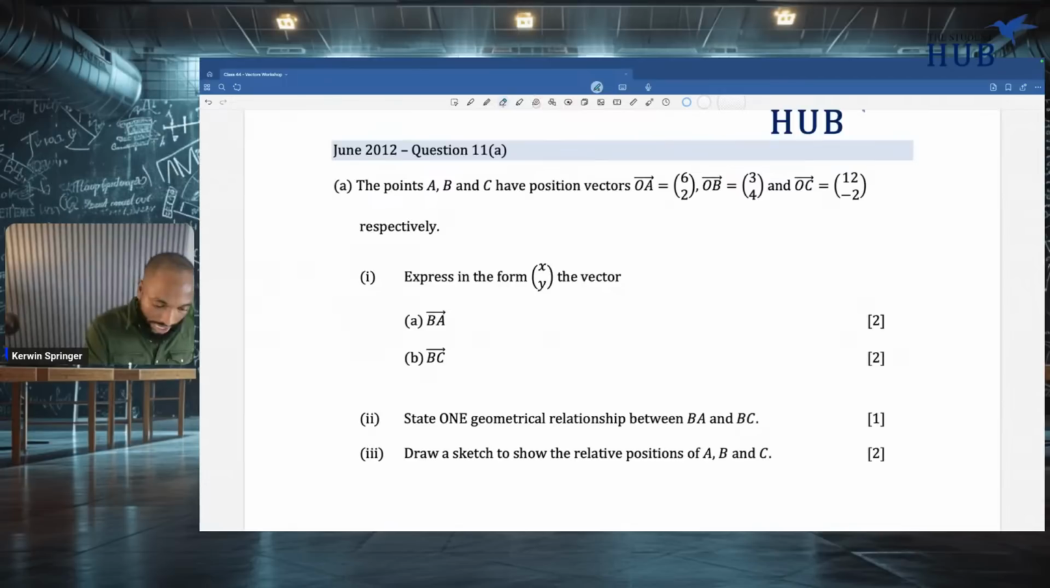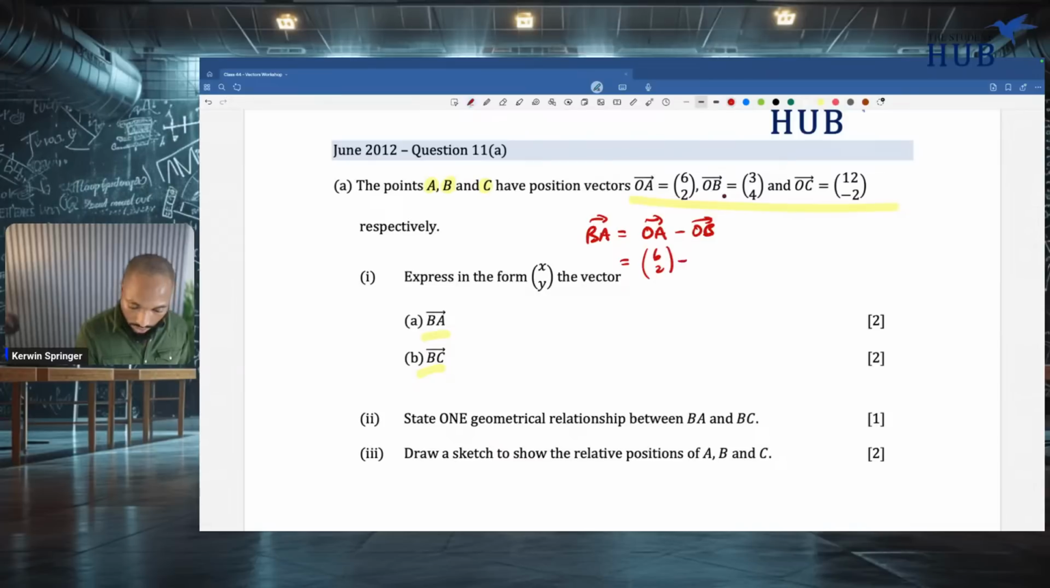The points A, B, and C have position vectors expressed in the form X, Y. So once again, triangle law all the way. BA is equal to, second one first, OA minus OB. So OA (6, 2) minus OB (3, 4). Now the reason I went fast is you get into C. This is really easy stuff. We're just substituting. And BC would be OC minus OB.